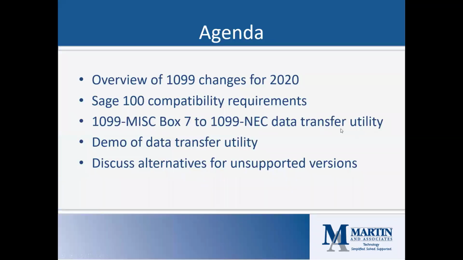The agenda for today is first going over the quick main change for the year. So we'll talk about that first. Go over some of the Sage 100 compatibility issues and requirements. And then, as maybe some of you have already seen from some emails from Sage, there is a utility that Sage has provided to move data around, because most of you have been tracking some key 1099 information under the miscellaneous form, which now has to be under the new NEC form. So Brett is going to go over that along with a demo of how it works.